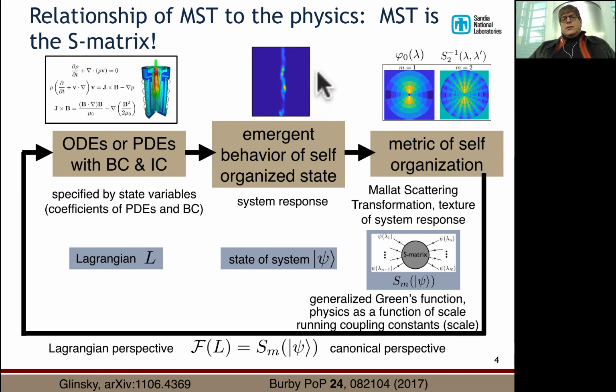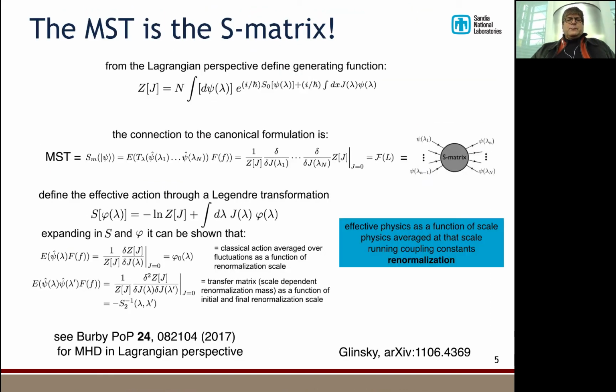But then you can form a transformation on the state of the system that will give you this canonical perspective, or the scattering matrix, or the generalized Green's function, how one scale scatters into another scale of the system. This perspective is explained in more detail in this arXiv paper. And so this Mallat scattering transformation is really the S matrix of the system.